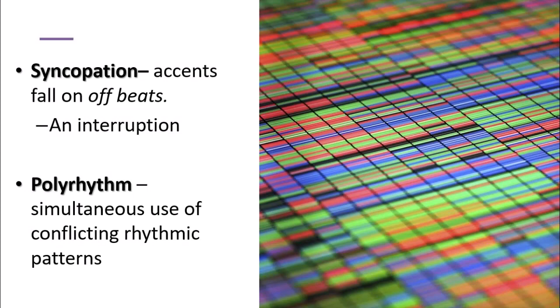Okay. Last 2 terms to learn. Syncopation. That's where accents fall on off beats. You could think of it as an interruption or an interjection. It's not on the down or strong beats. In fact, they happen when we don't expect them to happen.